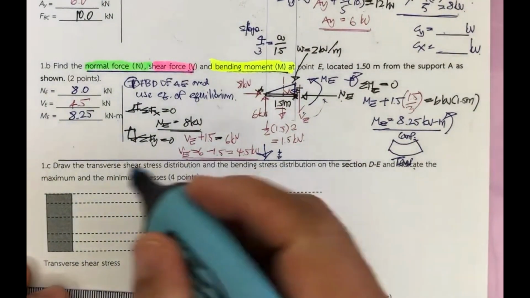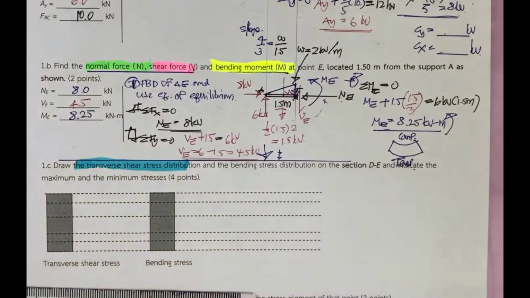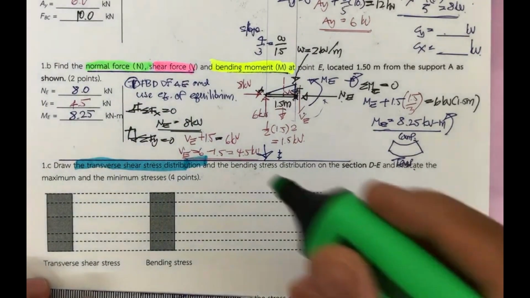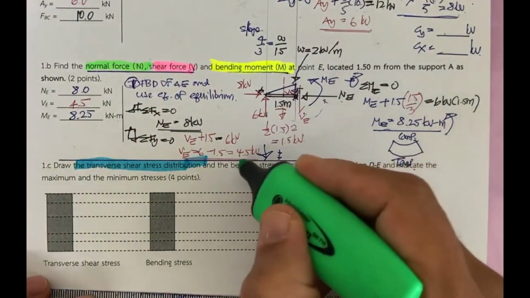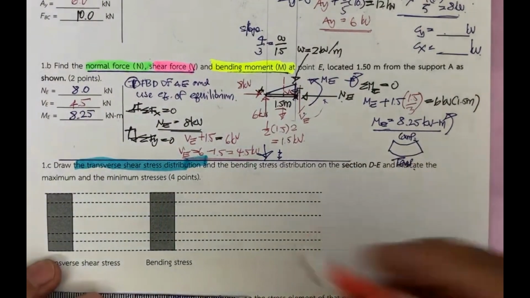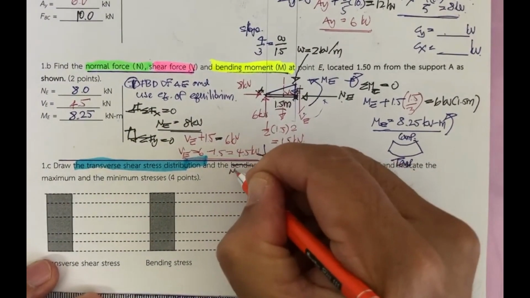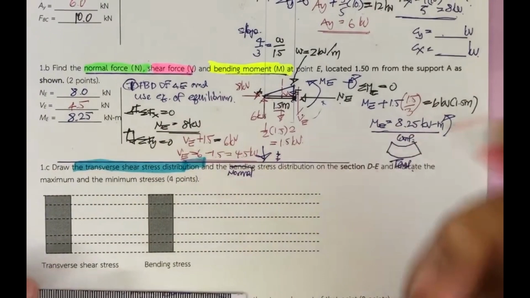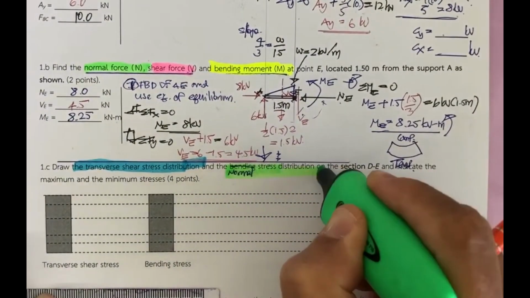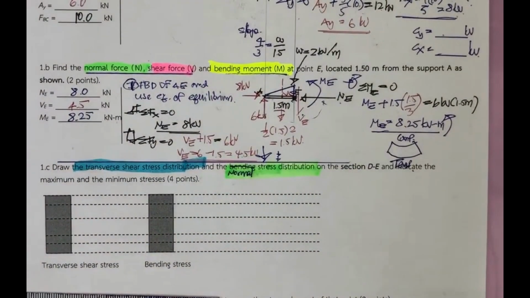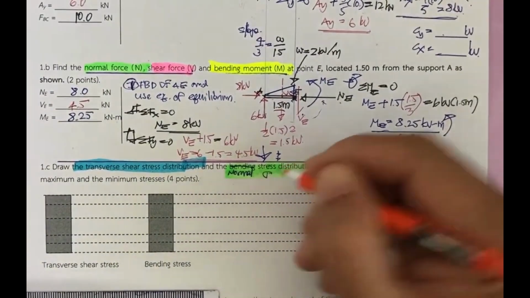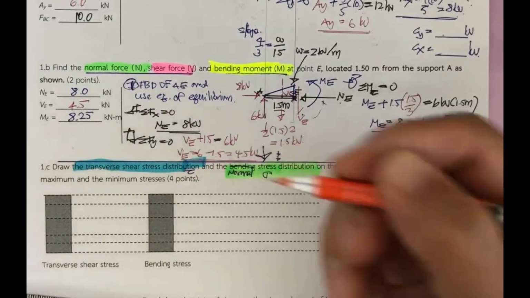One is the transverse normal stress distribution. This is the distribution of transverse normal stress. Another one is what's called, I think this one's supposed to be normal stress. This has to be the normal stress distribution, the distribution of sigma. This is the distribution of tau.